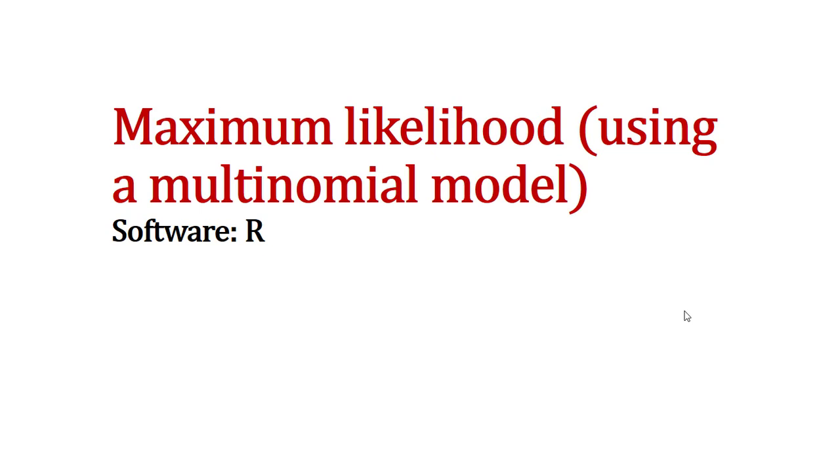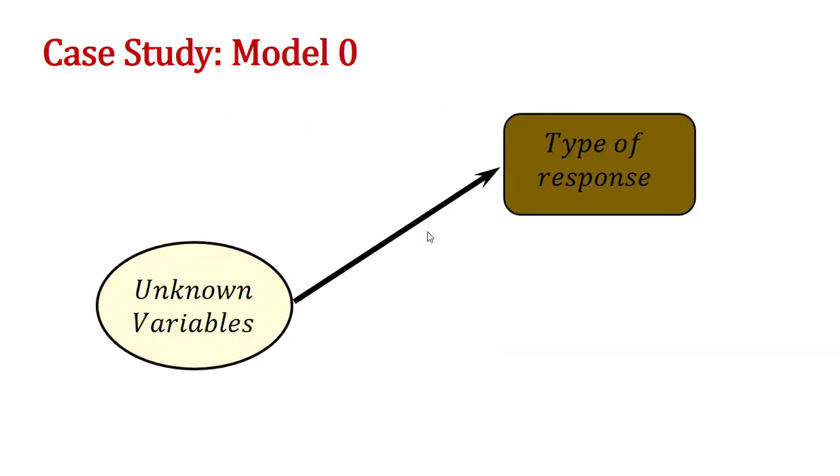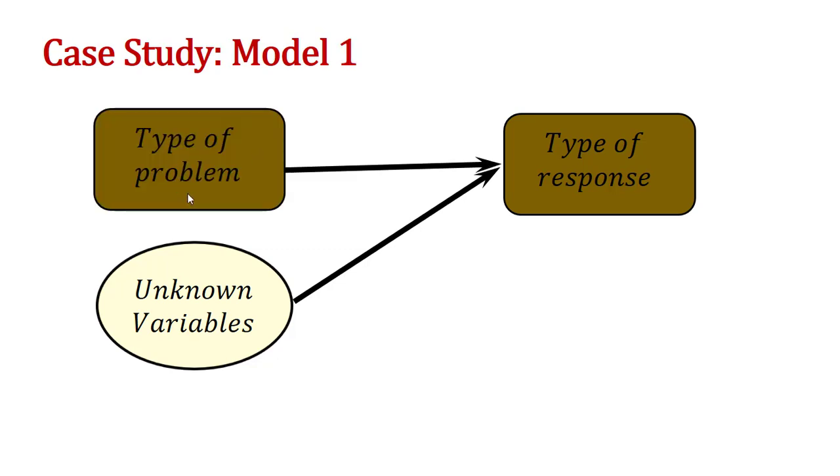We are going to use multinomial models for model comparison, and we're going to compare a null model, model 0, in which the type of response is not affected by the type of problem. So basically, the differences we find are due to unknown variables. And we compare that to model 1, which is the model that we are interested in, that says that the type of problem does affect the type of response.